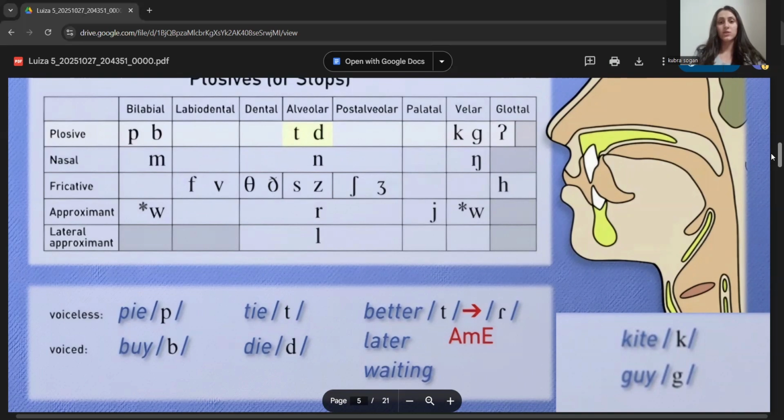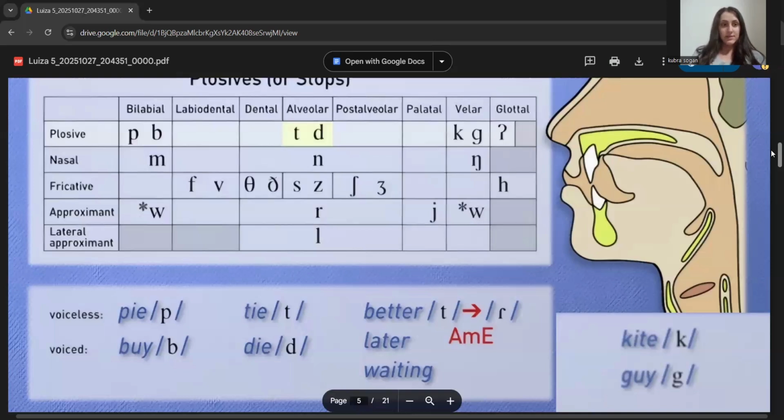When t occurs intervocalically, between short vowels as in better, later, and waiting, in American English the tip of the tongue only briefly touches the alveolar ridge, so they say bearer, lader, and wearing. This is called tapping. And the last pair of plosives are the two velar ones, k as in kite and g as in guy. These were the 7 plosives that we find in English.